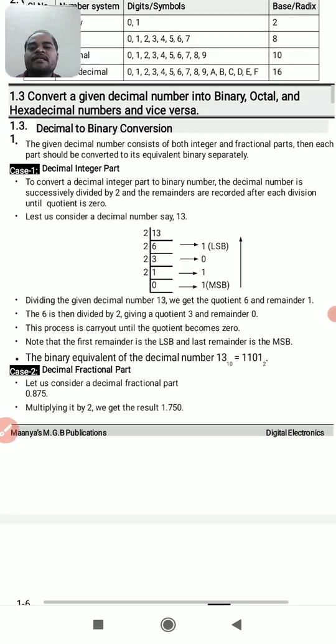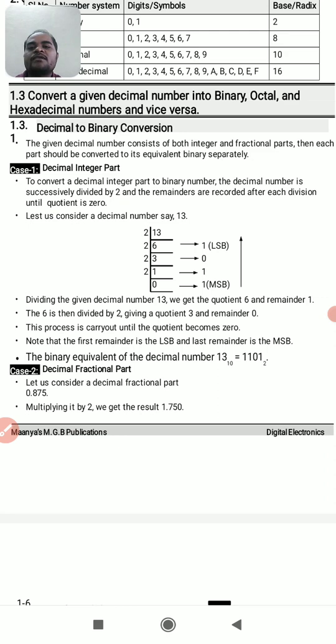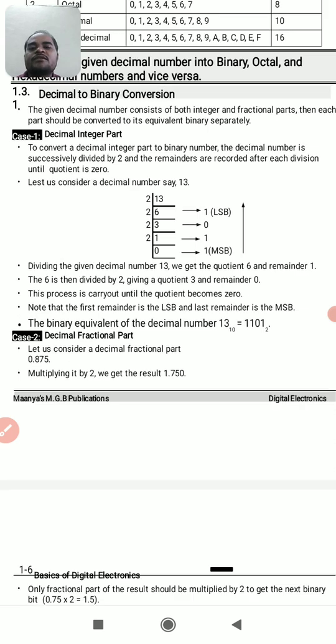So how to convert this integer and fractional part into the equivalent binary integer part and fractional part is given here. Case 1, decimal integer part. To convert a decimal integer part to a binary number, the decimal number is successively divided by 2, and the remainders are recorded after each division until the quotient is 0. Okay, so when we divide the decimal number 13 by 2, we get a quotient of 6 and the remainder is 1. The 6 is then again divided by 2, giving a quotient of 3 and the remainder is 0. This process is carried out until the quotient becomes 0. Note that the first remainder is the LSB and the last remainder is the MSB.